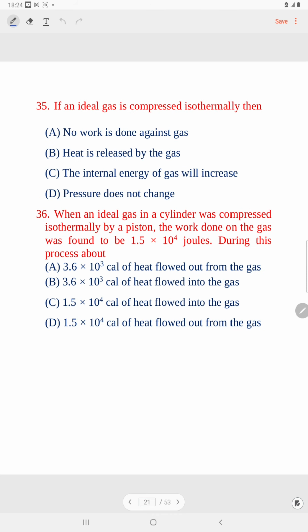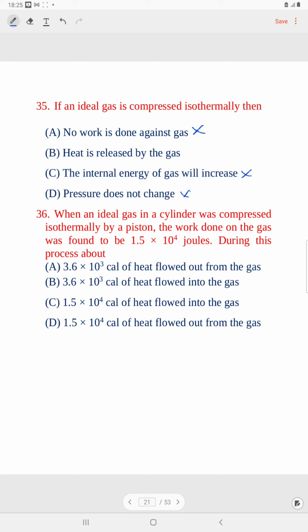Next, 35. If an ideal gas is compressed isothermally, then once again there is no change in internal energy. That we must know. The options: no work is done against gas; heat is released by the gas; internal energy of the gas will increase; pressure does not change. No work done is not possible, because whenever you compress or expand a gas, there is work done. So option A cannot be correct.